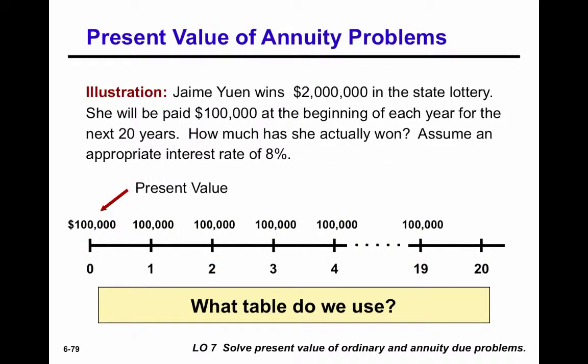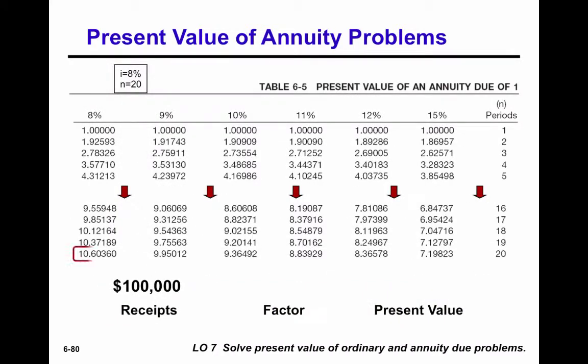All right, here we go back to the lottery scenario that we had earlier. Except in this case, she's going to get $100,000 at the beginning of the year, so it's an annuity due. We're still looking at 8%. This particular textbook had an annuity due table. You don't have an annuity due table. What you need to do is go to the present value of an ordinary annuity and then multiply the factor for 8% by 1 plus the interest rate.